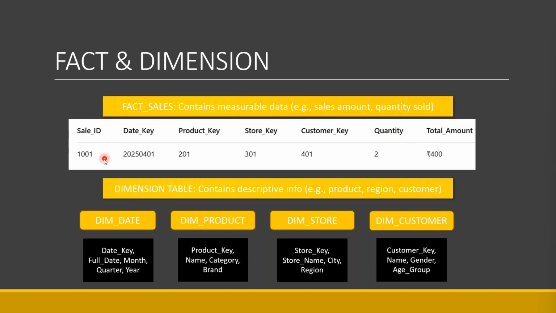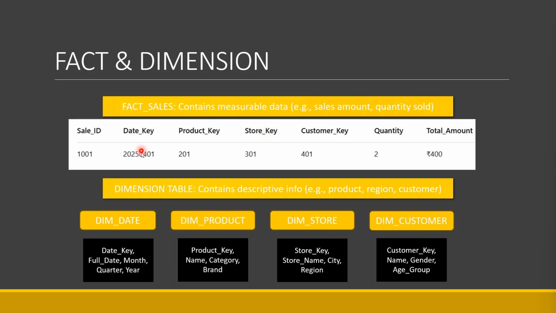Okay, this ID indicates a particular sale that has occurred. The quantity is the number of purchases made under this particular sale ID. And for this particular quantity, for this particular sale, the total amount was 400, right? So all the numerical information, if there is any other numerical information, will also be stored in this fact underscore sales table. Okay, then coming to the key columns, you can see date key, product key, store key.